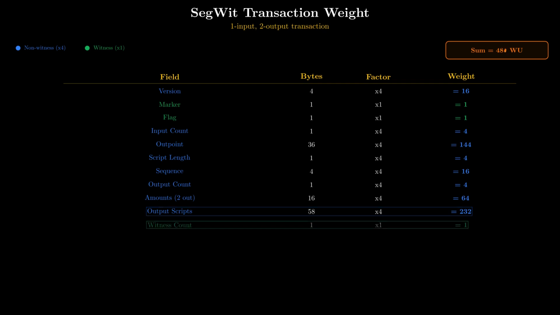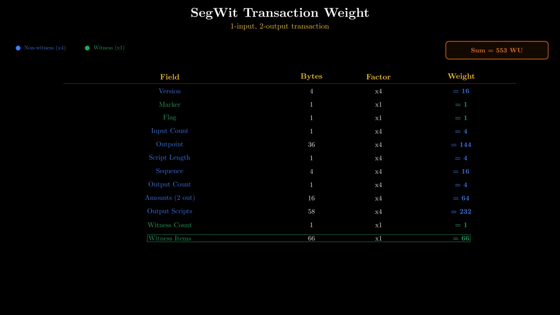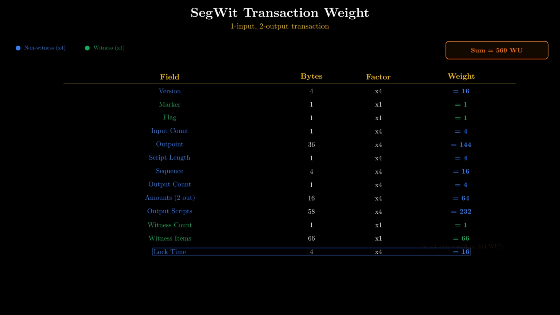Now the witness data. Witness count, 1 byte times a factor of 1 equals just 1 weight unit. Witness items containing the signature and public key, 66 bytes times 1 equals 66 weight units. Notice the big discount here. At factor 4, this would have been 264. Finally, lock time. 4 bytes times 4 equals 16.